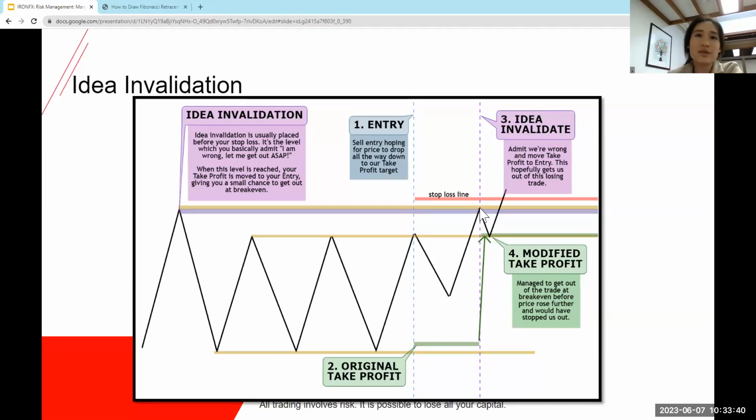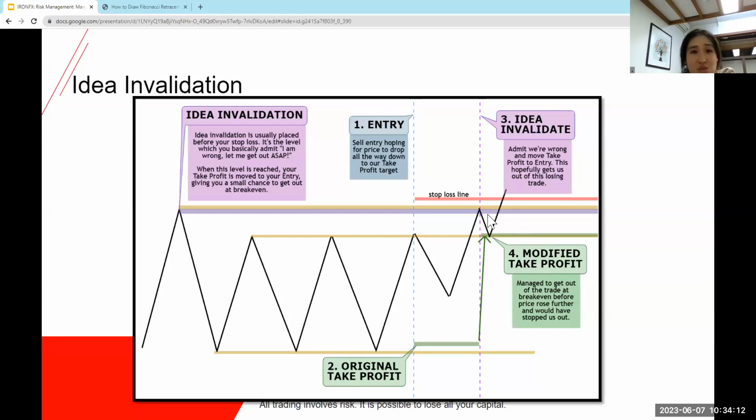Okay, it shot up and we're thinking, when price makes this move, we're wondering whether we've made the wrong call. So once price actually leaves our entry or surpasses our entry and heads towards our idea invalidation, once it reverses off of it, we think, okay, maybe we want to get out of this trade. So that's when we modify our take profit and we place it at our entry.